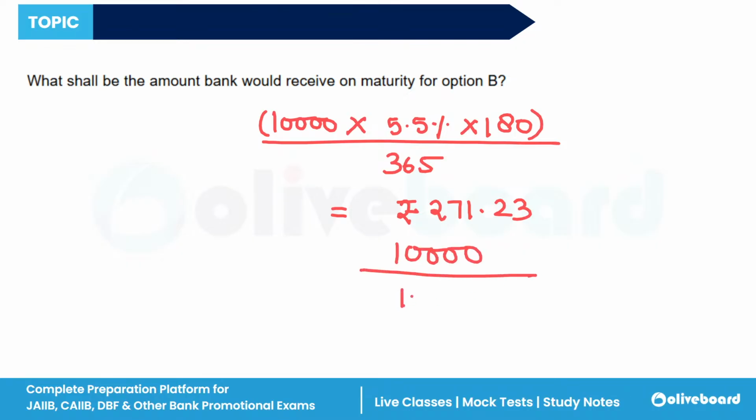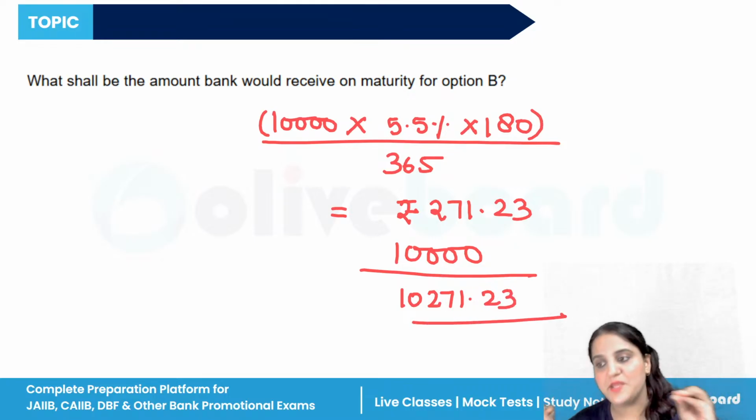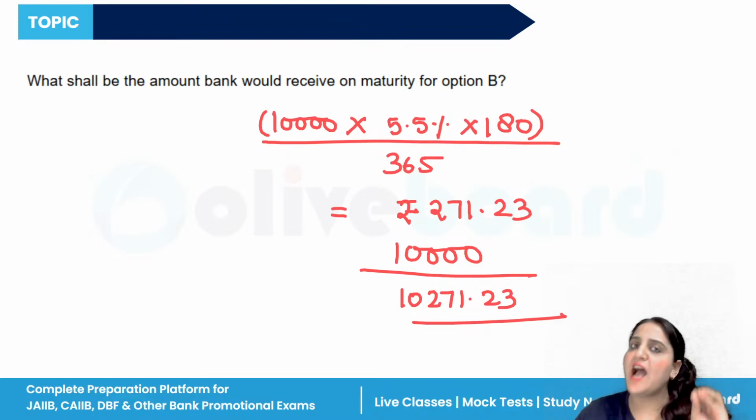Now add this amount to the face value. So you will get 10,271.23. This is the answer here. One important thing: we have to multiply face value by the annualized yield and the number of days, and divide it by 365. The interest you receive, then add that interest to the total amount. So you will get the answer.